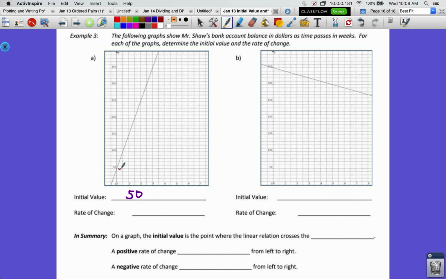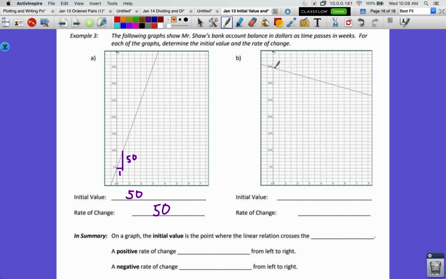Rate of change, we can do a little slope triangle. Just go up to the next point that it hits. I go over 1, and then I go up 1, 2, 3, 4, 5 boxes, but that is actually 50 because this is counting by tens. So the rate of change is also 50, rise over run.